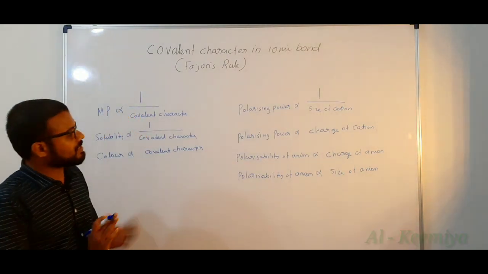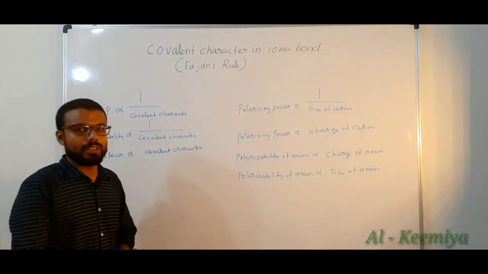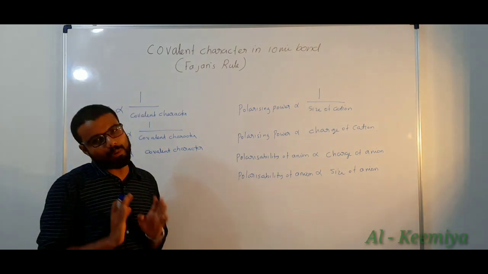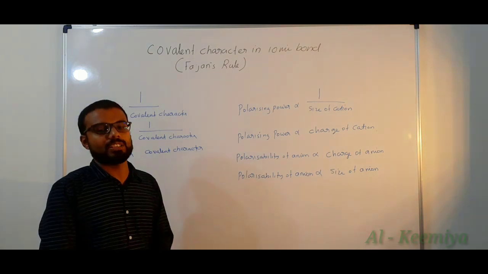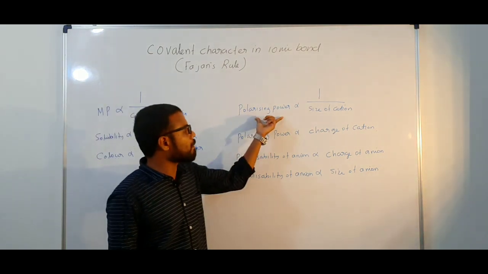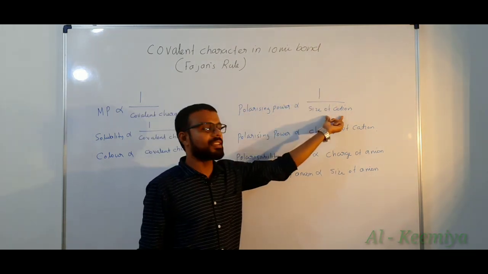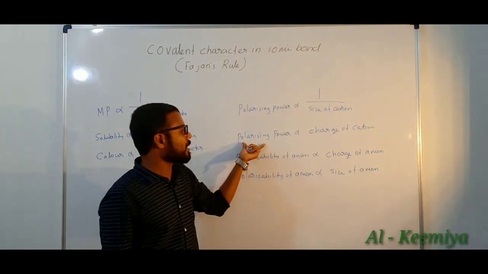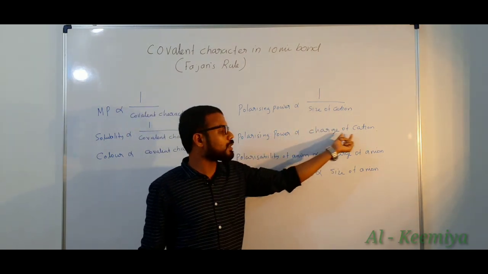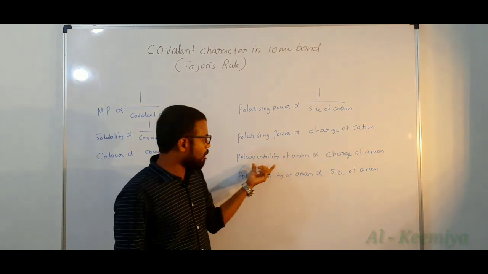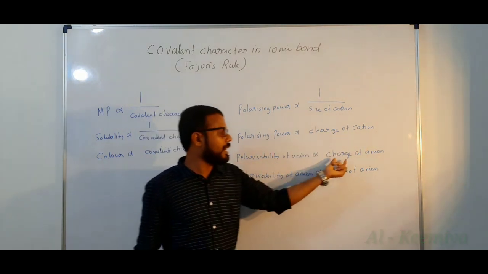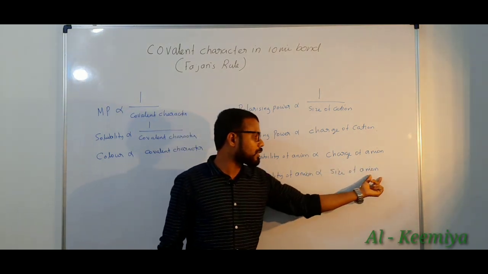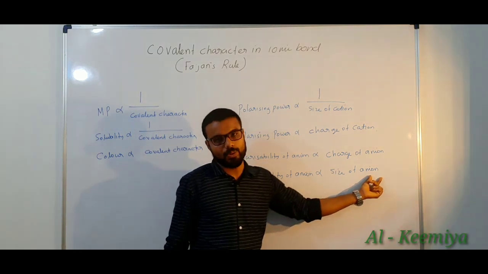Now we can summarize what we discussed. In an ionic compound, there is some covalent character. This covalent character depends on the polarizing power of the cation and the polarizability of the anion. The polarizing power of the cation is inversely proportional to the size of the cation, that is, as cation size decreases, polarizing power increases. It is directly proportional to the charge of the cation. Polarizability of the anion is directly proportional to the charge of the anion and to the size of the anion.